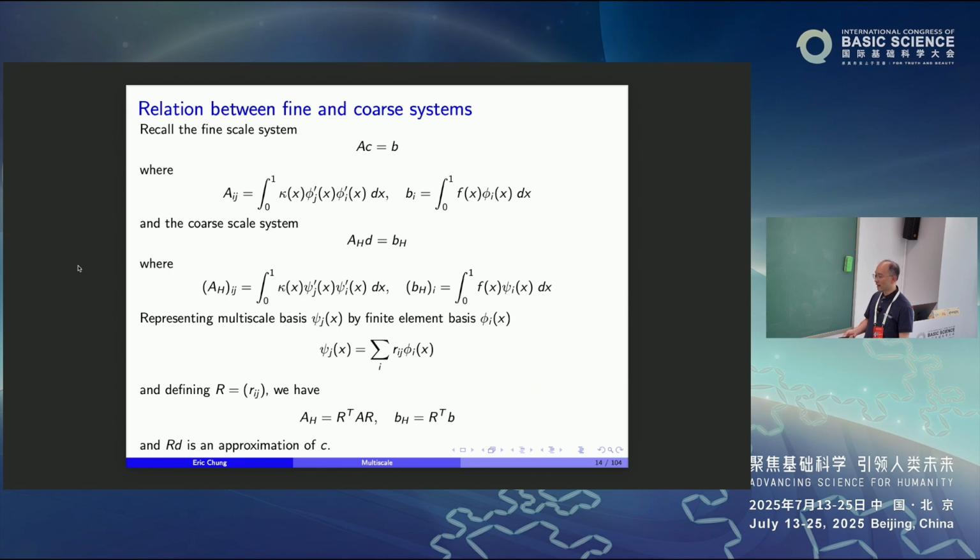We have a matrix A_H that is a projection of the original matrix A to a space that is a combination of the multiscale bases. Of course, you also have to project the right-hand side to the same space. In conclusion, by doing this type of multiscale basis approximation, what you're actually doing is projecting the original matrix to a much smaller space by using a suitable matrix R, and this matrix R is defined by using the multiscale basis functions.